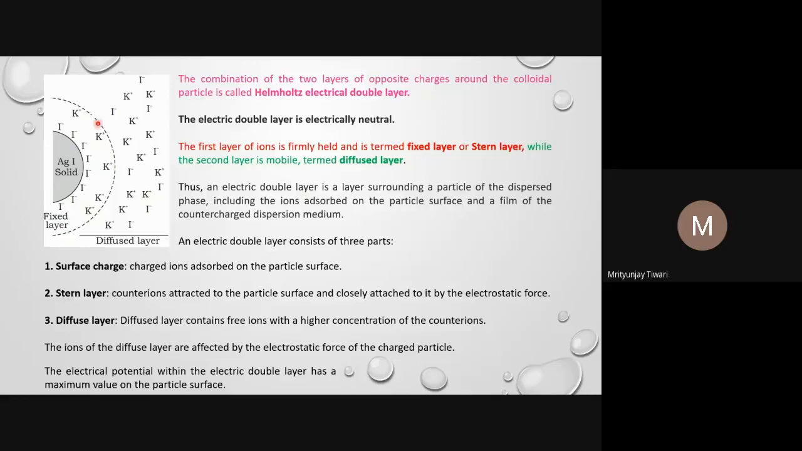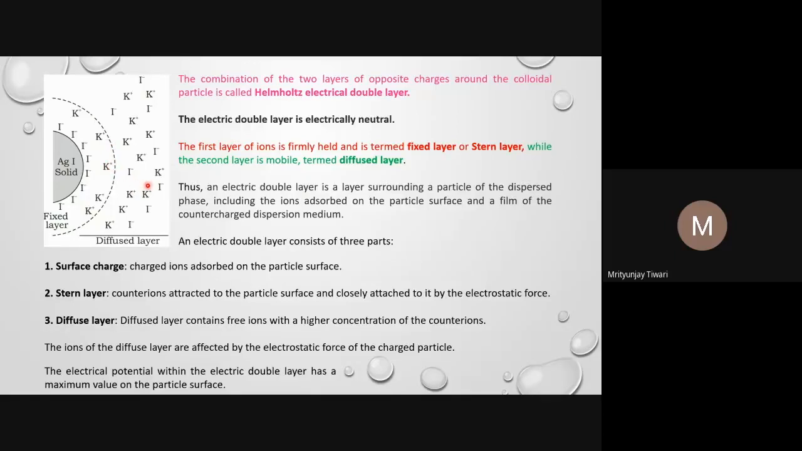However, these counter ions are not able to neutralize the overall charge, so some more ions will be added in the surrounding. These ions also contain some ions of the like charge, but they contain counter ions in higher concentration. So this layer also contains K plus ions in a higher concentration, and this layer is called the diffuse layer. So there are two layers. One is the external layer or fixed layer, and its position is fixed.